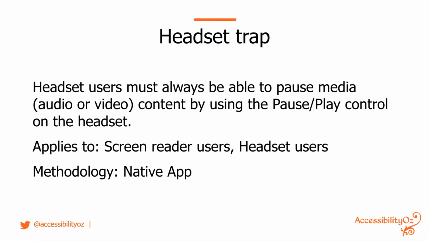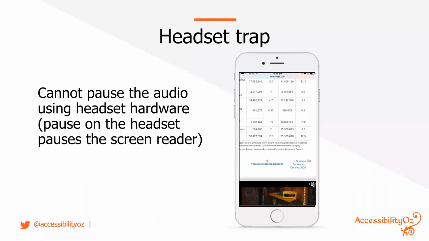And we have a headset trap. Headset users must always be able to pause media, audio or video content by using the pause play control on the headset. And this applies to screen reader users and headset users, and the methodology is only native app. So this here is, you've got a video at the bottom of the screen, and if you want to turn audio off, you need to tap that little mute icon, but if you press pause on your headset, it will pause the screen reader. It won't pause the actual audio of the video.